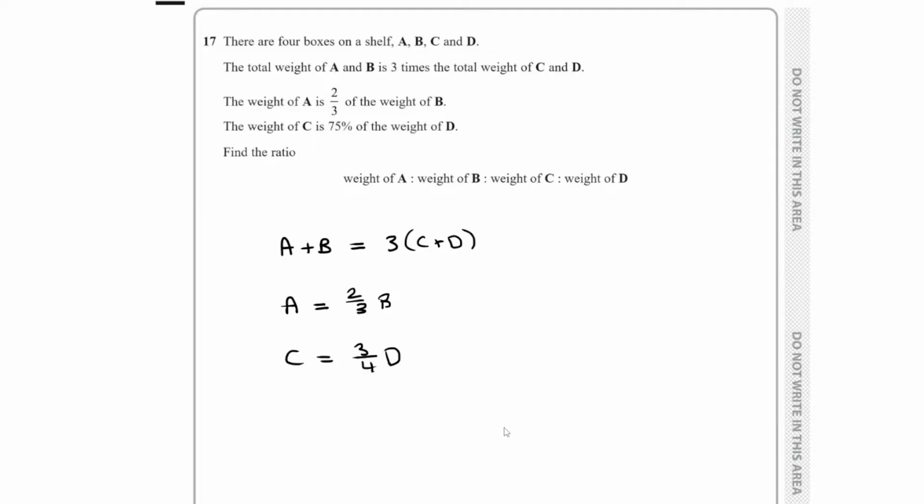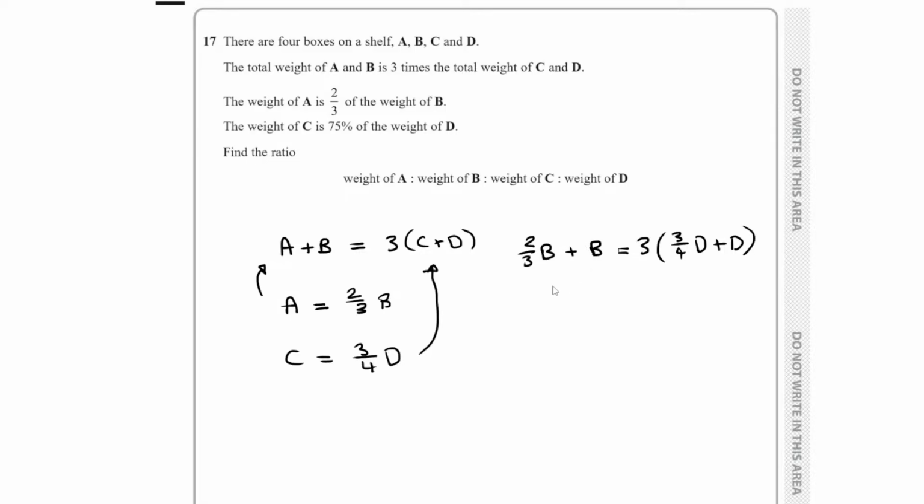Now, obviously, we want to link them all. So let's see, how could I link them all? I'm thinking like some kind of substitution, isn't it? That's what I'm thinking. Maybe if I sub in these two to the original, that's what I'm thinking. So that could be 2/3 B plus the other B is equal to 3 lots of 3/4 D plus the other D, and then obviously you can collect the like terms there.